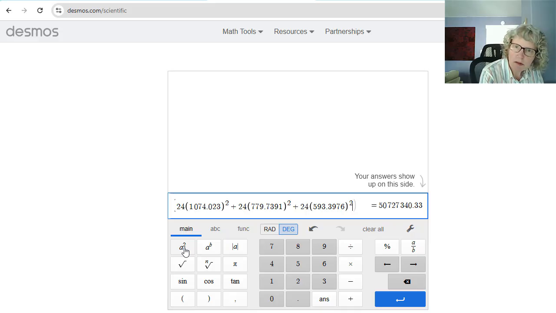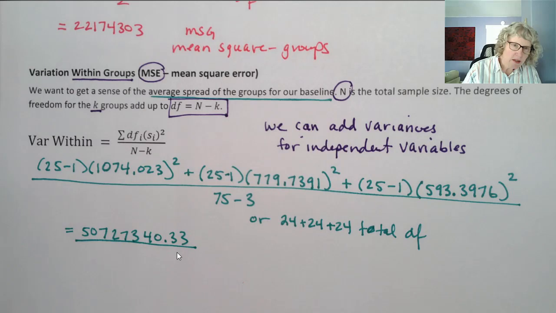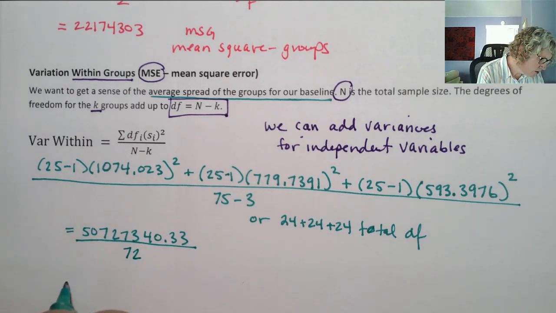507,273.40.33. Also, they're not always this large. It just happened to be because these microliters are so small, there's a big, really big number, and then it kind of gets larger and larger. Okay, so that is the number that I got, and we're going to be dividing by 72.